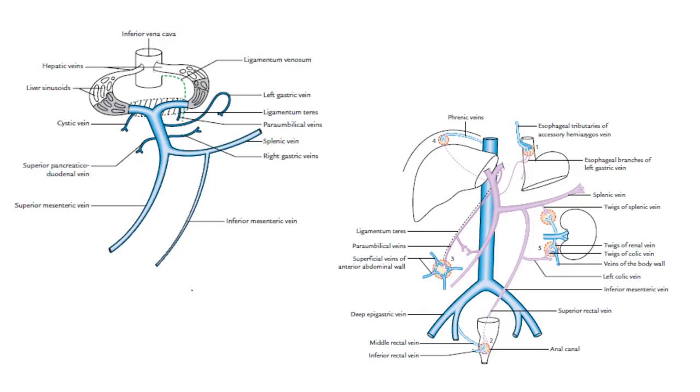So what does the ligamentum teres contain? The ligamentum teres contains the obliterated left umbilical vein, and also a few para-umbilical veins. This obliterated left umbilical vein and the para-umbilical veins drain into, here you can see, the left branch of the portal vein. This is the portal vein, this is the right branch, and this is the left branch of the portal vein.